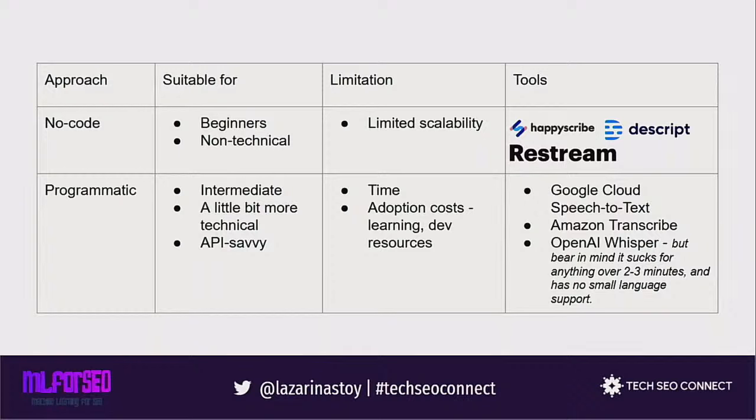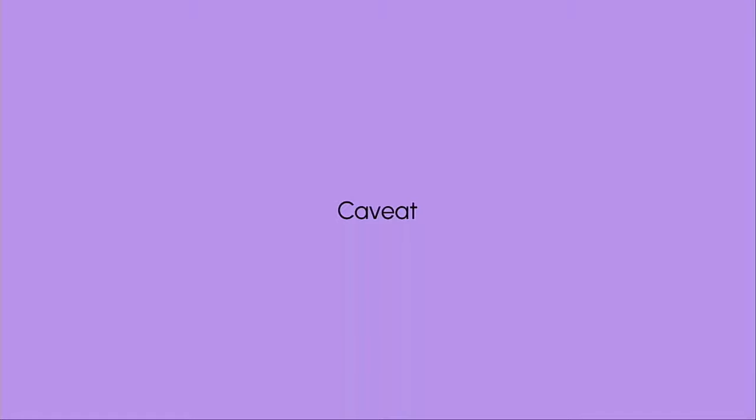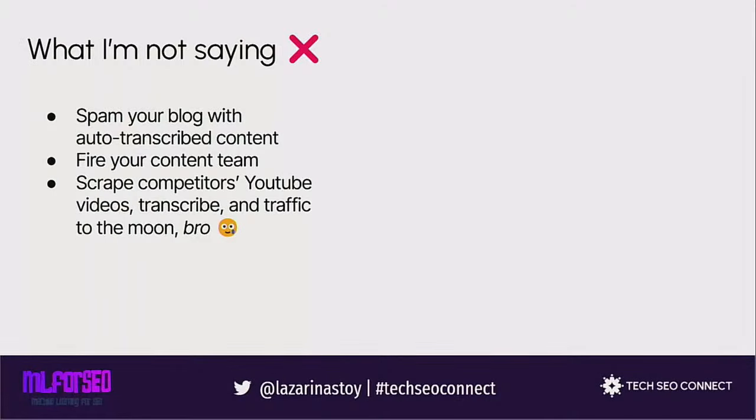Again, the bigger tools work better, but there are still no-code approaches that you can incorporate in your day-to-day, but the bigger tools are still better, with the exception, again, of OpenAI's Whisper, which only works if your video is under 5 minutes long, and if it is not in a small language. So if it is in English, it will work. Caveat, I'm not saying spam your blog with auto-transcribed content.